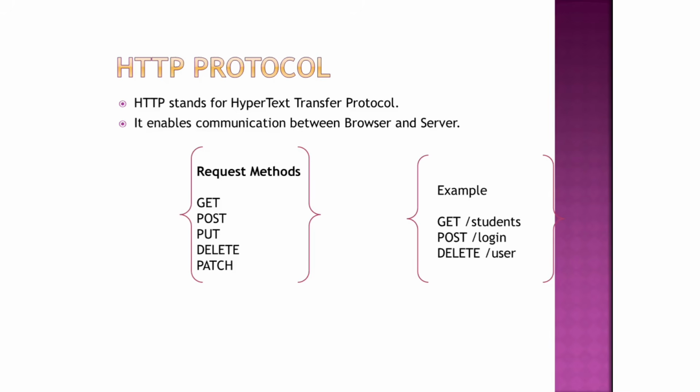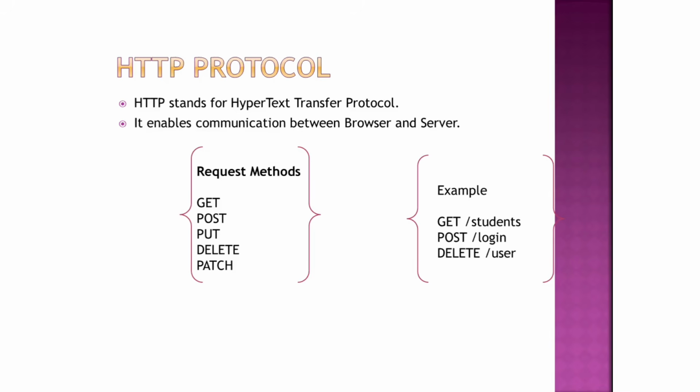Next, DELETE method. DELETE removes information from the server. Example, delete a user account, remove a product from the database, delete a student record. PATCH method. PATCH updates only a part of the record. For example, suppose a student changed only the mobile number, there is no need to update the entire profile. PATCH updates only the modified field.